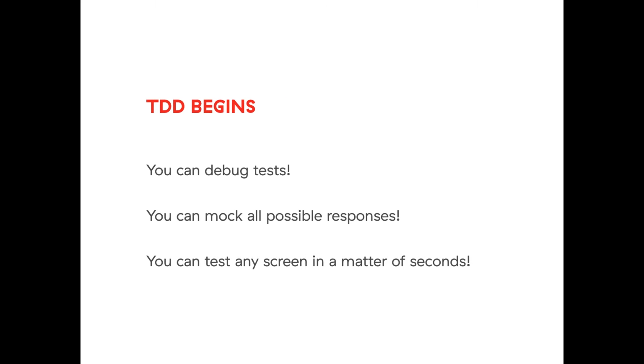So test-driven development is awesome because you can actually debug tests. You don't have to debug the application on your mobile phone, and you can mock all possible responses yourself. You don't need a working API, because you basically mock everything, and you later just include the API in production.